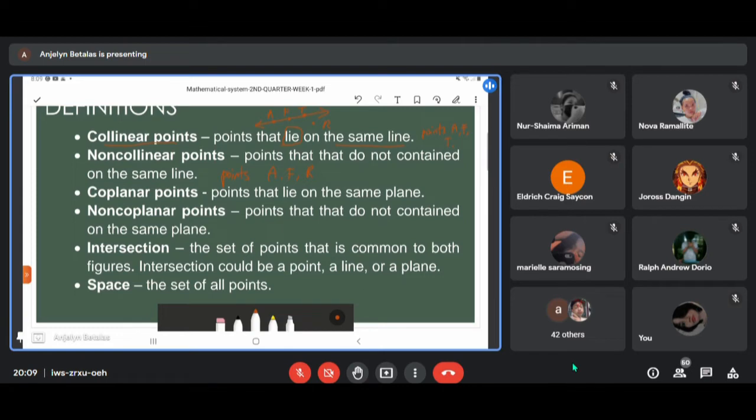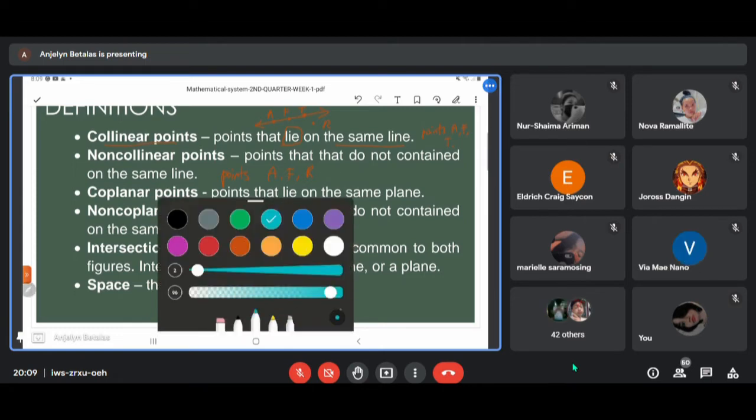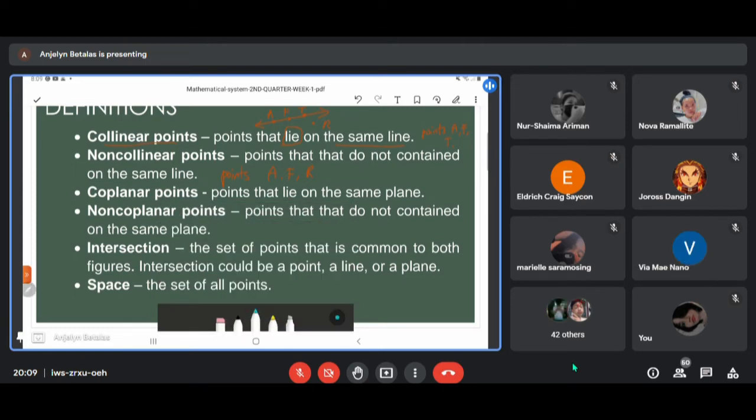Proceed with coplanar points. Coplanar points lie on the same plane.